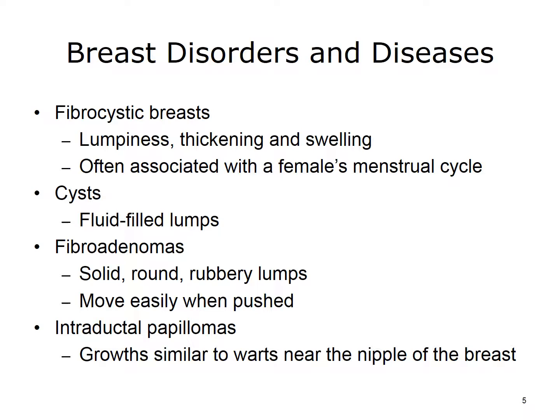Fibrocystic breasts are characterized by lumpiness, thickening, and swelling. This condition is often associated with the female's menstrual cycle. Cysts, which are fluid-filled lumps, are another breast disorder. Fibroadenomas are benign, solid, round, rubbery lumps that move easily when pushed. Intraductal papillomas are growths similar to warts near the nipple of the breast.